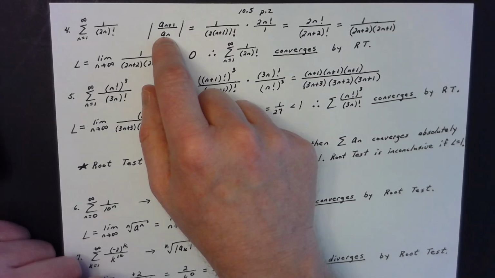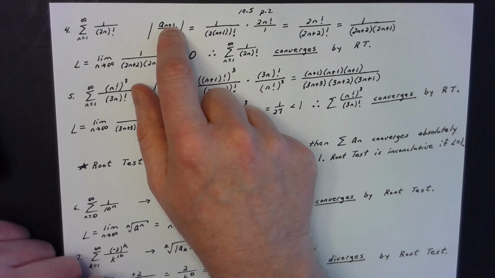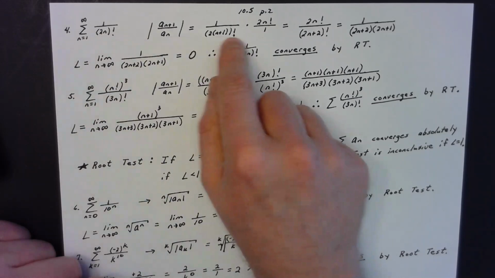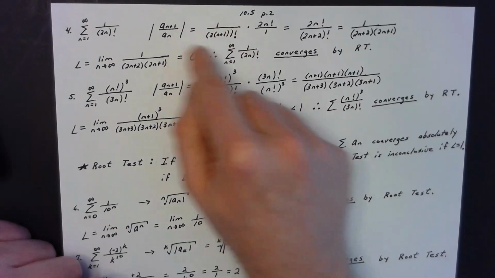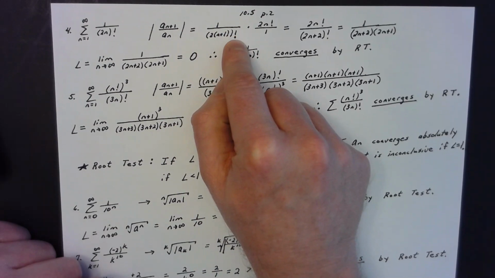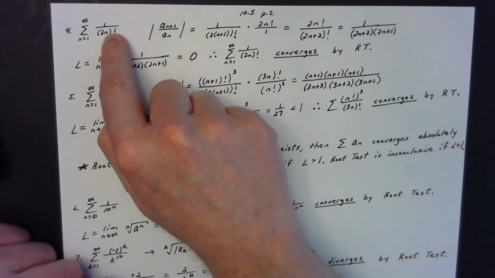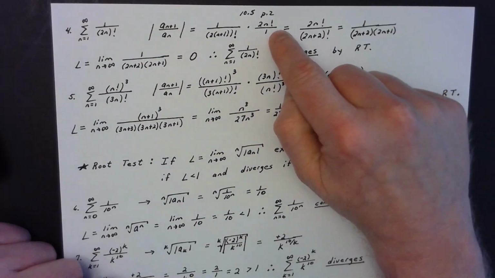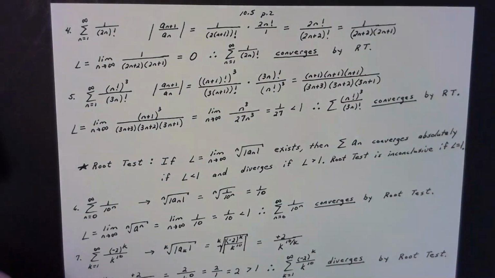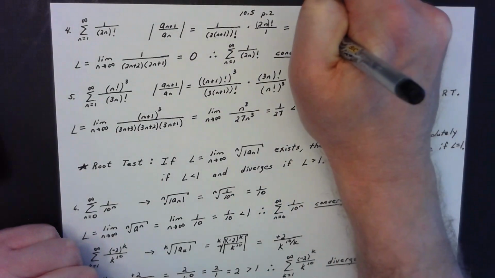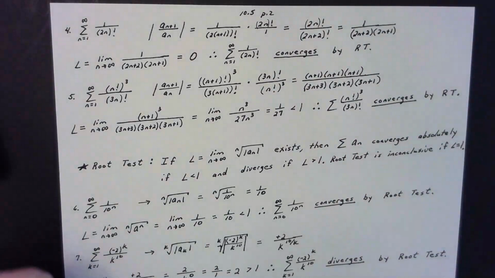The a sub n plus first term over the a sub nth term, I can say, well, a sub n plus 1 is all this group evaluated at n plus 1. So I have 1 over 2 times the group n plus 1, all quantity factorial. But then I'm dividing that by a sub n, so I multiply by the reciprocal of what I have here. I have the group 2n factorial in the numerator, and I really do need a parenthesis around that, otherwise it looks like n factorial times 2.